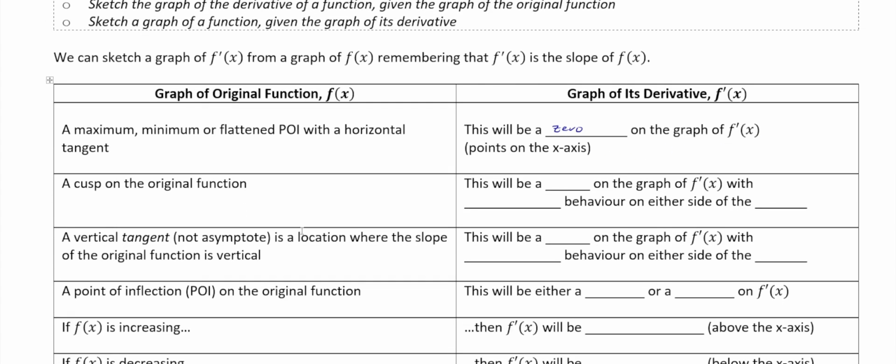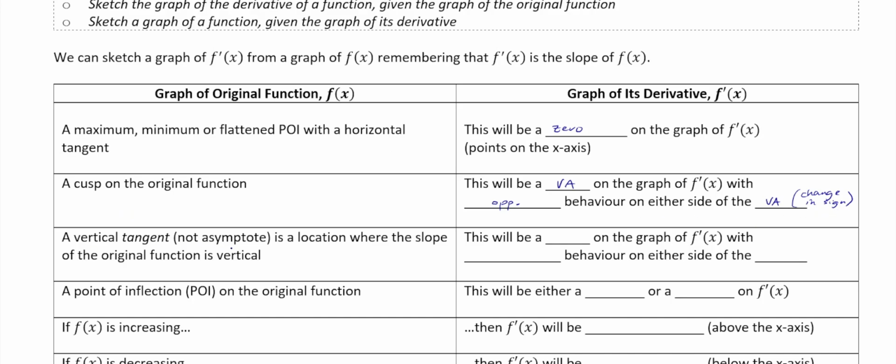A cusp on the original function will be a vertical asymptote on the graph of f prime at x with opposite behavior on either side of the vertical asymptote. So what we'll see is a change in sign of the derivative function.